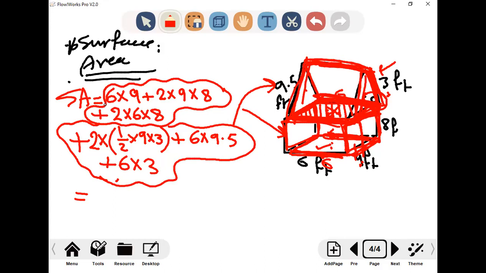This will be exactly 396 square feet. I'm talking about area. So it's part 2. Do you understand? This is how we find the surface area of composite figures. Do you understand?